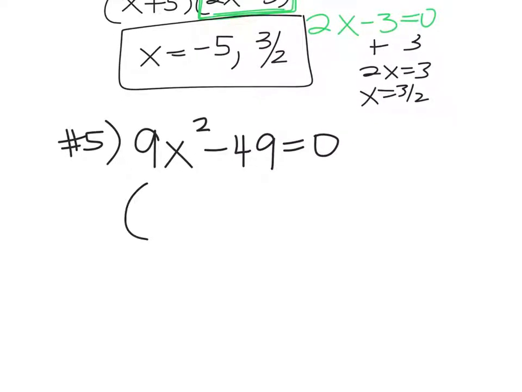9x squared minus 49 equals 0. Solve by factoring. So here we go. This is the difference of 2 perfect squares. You guys did this on your test. For number 4.